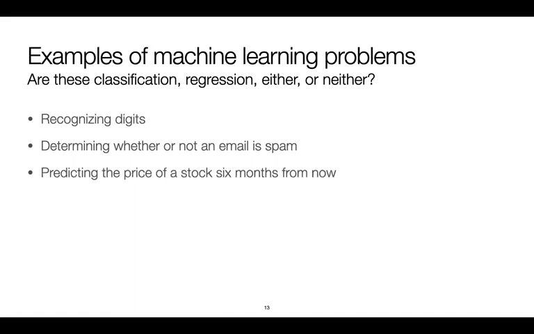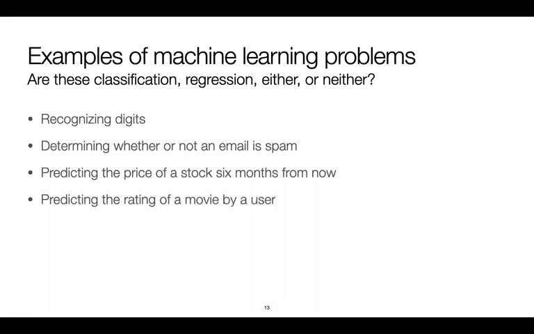Predicting the price of a stock 6 months from now. Yeah, so it might be better modeled as a regression problem because price we often think of as a real value. That might be a better fit for this particular problem.